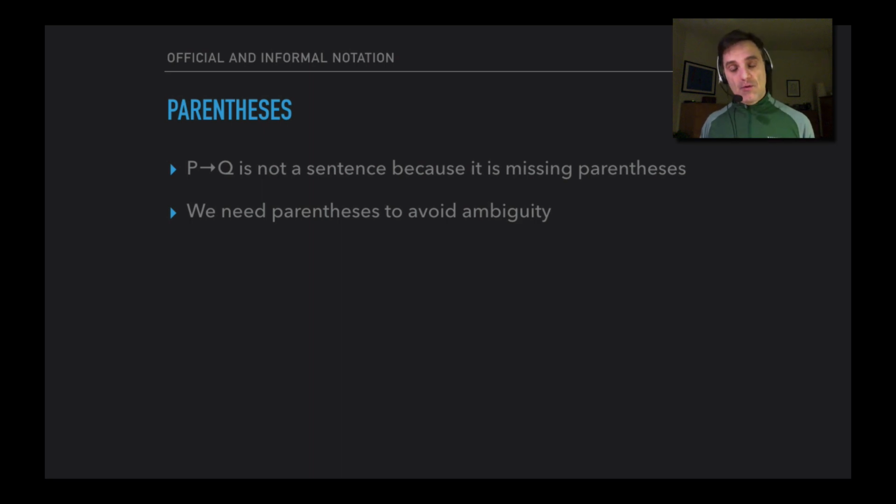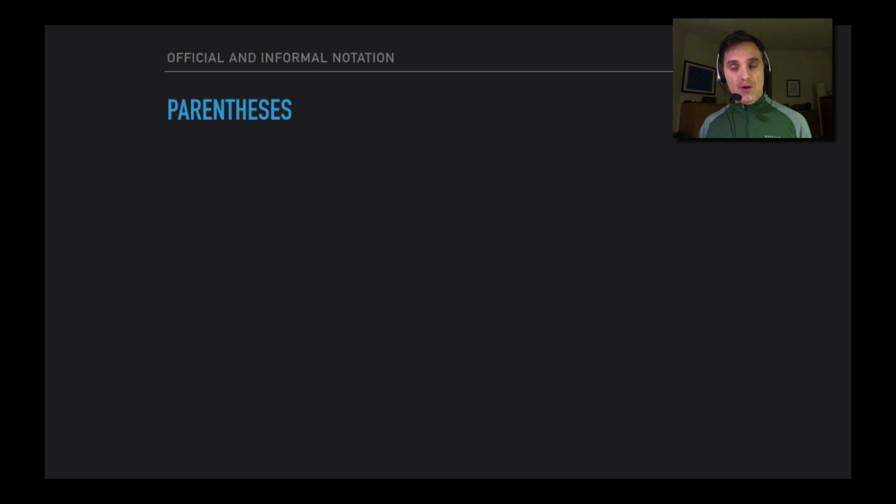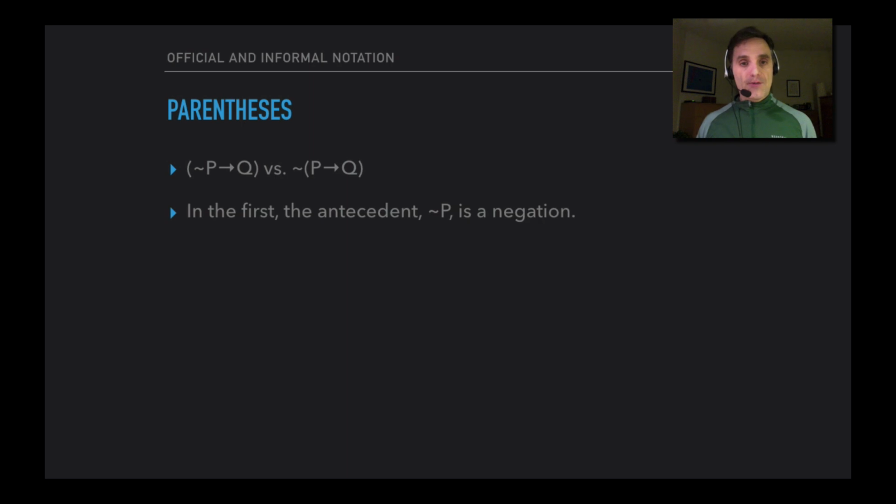We need them to avoid ambiguity. In the previous video, we saw that we need to distinguish between the negation of a conditional and a conditional with a negated antecedent. So we need to distinguish between these two sentences. In the first, the antecedent is not P, and that's the negation, and then the whole thing is a conditional. The second is the negation of a conditional. So they're different. They say different things.